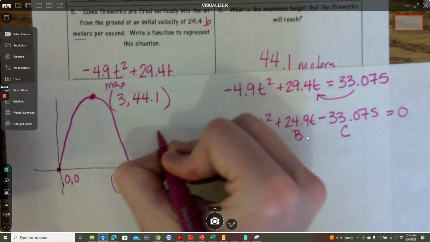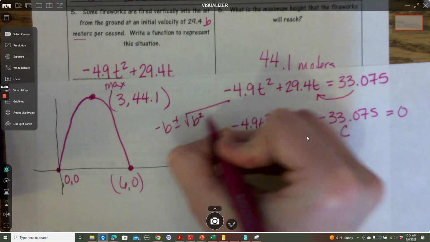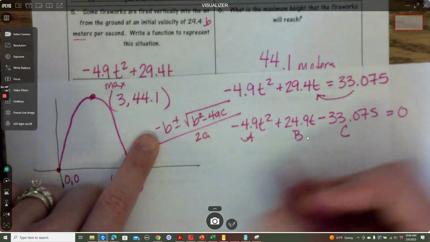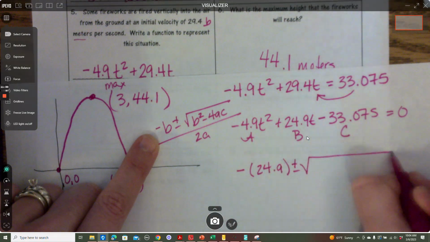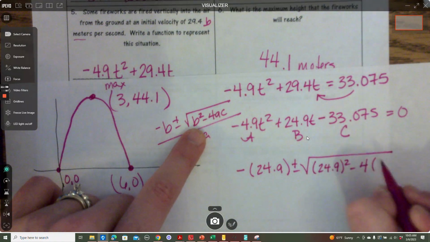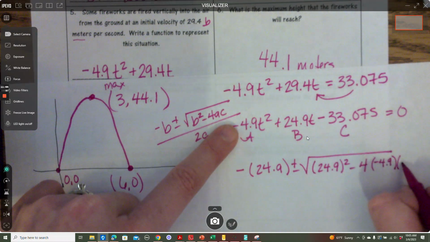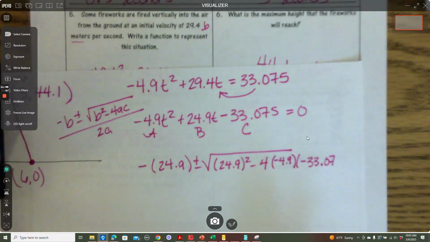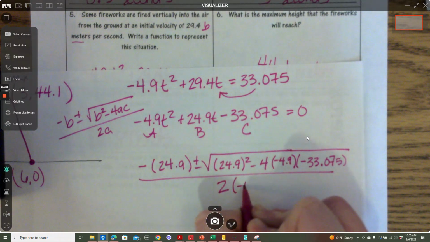So the quadratic formula is negative b plus or minus the square root of b squared minus 4ac, divided by 2a. All right, so b is 29.4, plus or minus the square root of b squared, so 29.4 squared. A is negative 4.9. C is negative 33.075, divided by 2a.